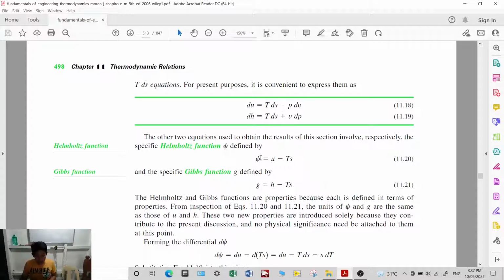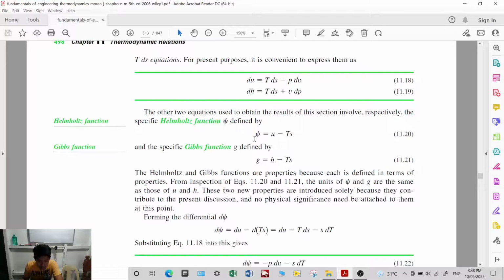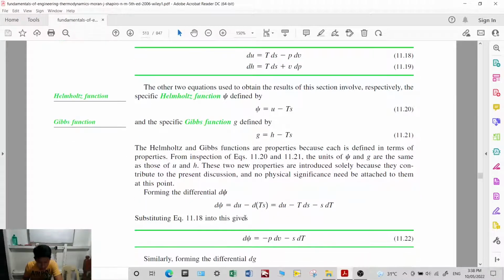Ang bag-o lang ni ato is Helmholtz function. Okay, which is u minus Ts, Gibbs function is h minus Ts. And then if we differentiate this one, this becomes du minus the derivative of Ts, which is minus T ds minus s dT. Okay? And then kani, atong i-plug in diri ani. So ato na siyang i-derive.